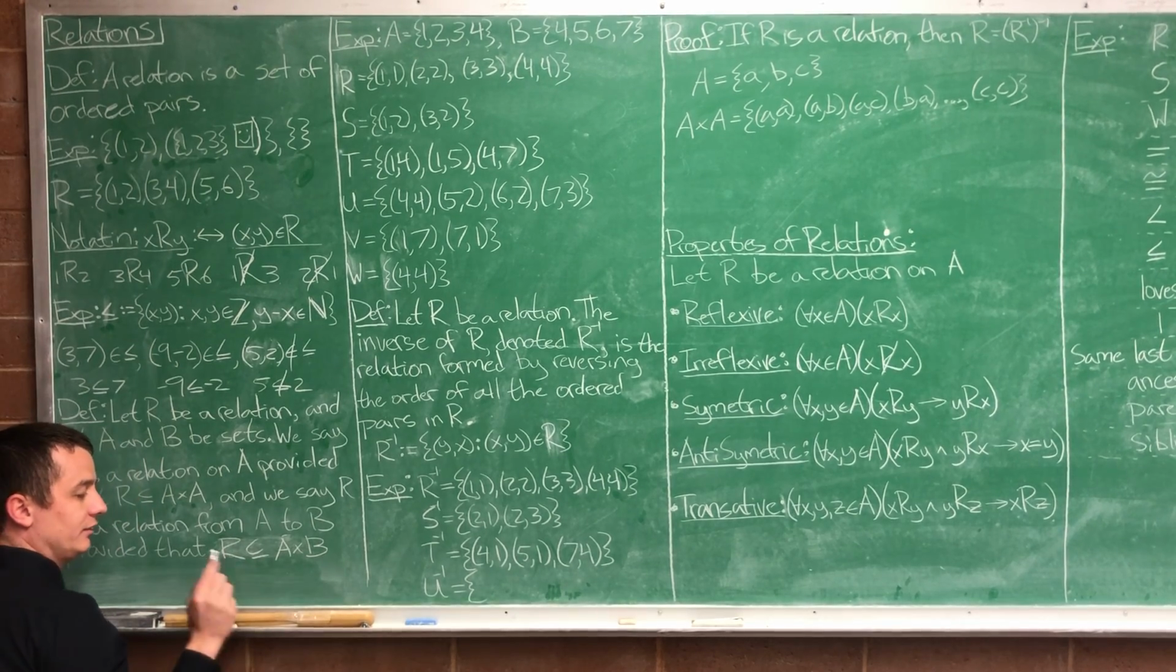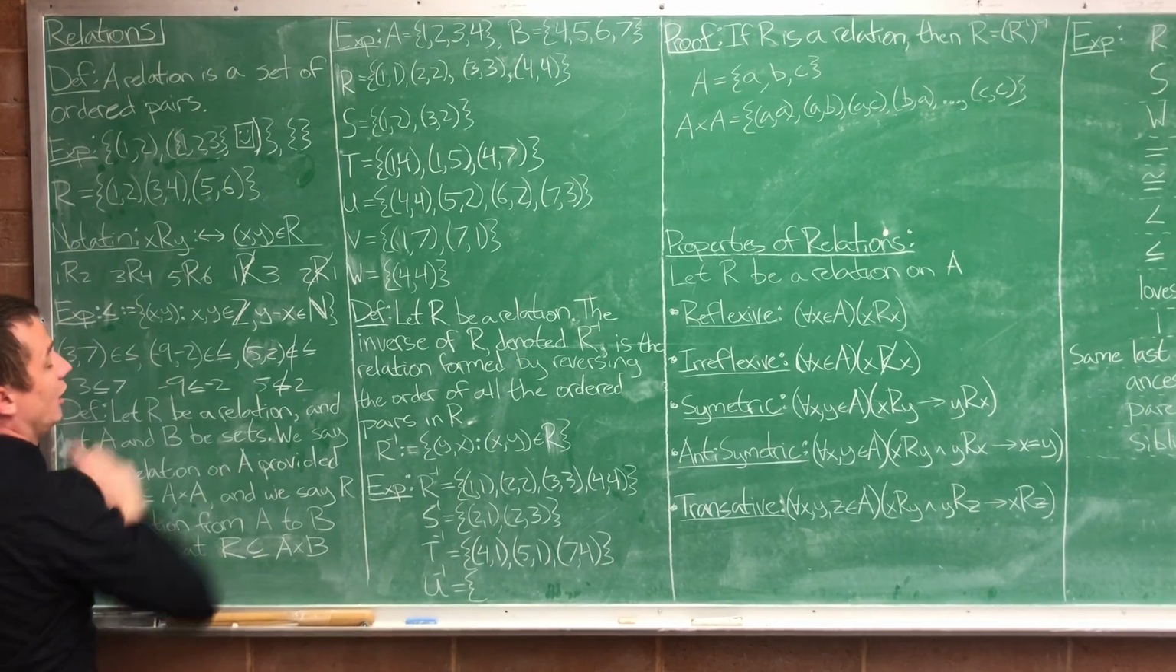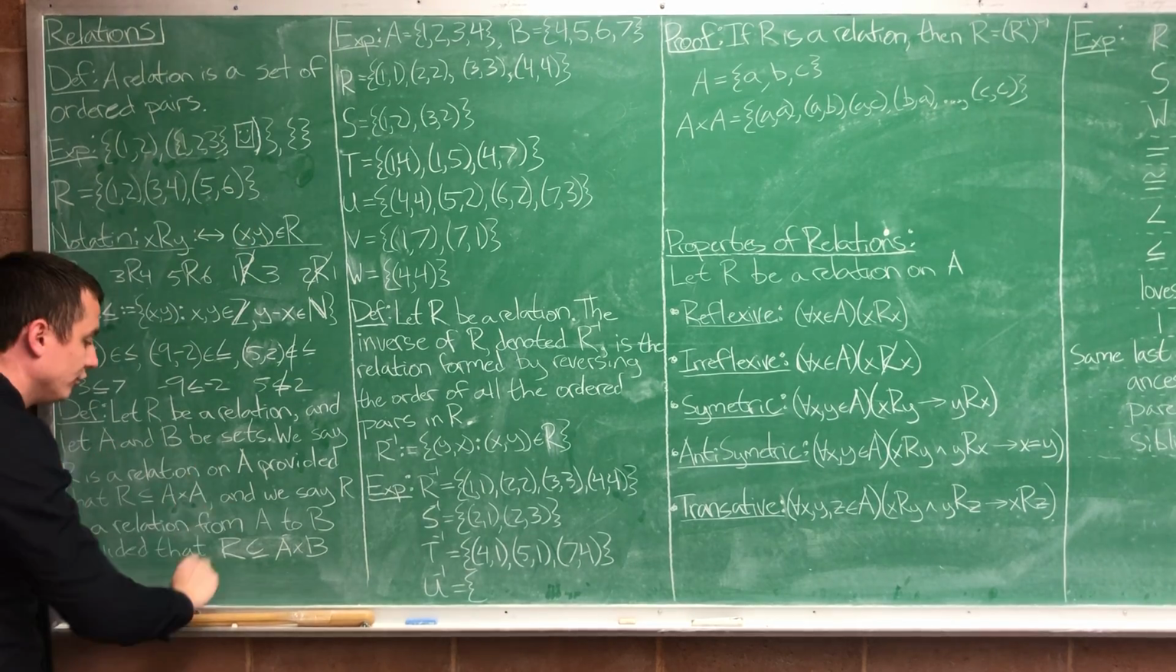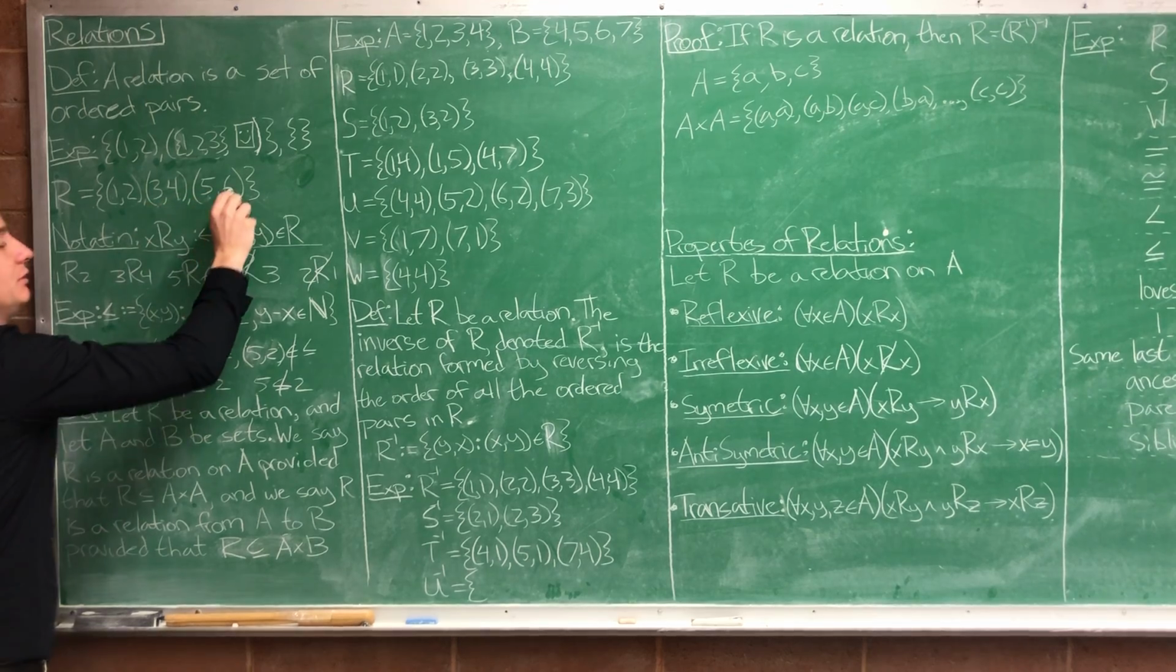All its first elements, all its left-hand elements come from A, and all its right-hand elements come from B. Then it's a relation from A to B. And we think about it as mapping 1 to 2, 3 to 4, 5 to 6.